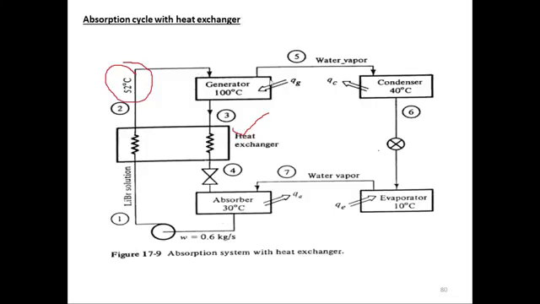So I hope you understand. This is a very simple cycle, and the calculation is also very simple. So we will do some examples, and the practice problems are given in your handout. If you practice them, you will become an expert at solving numerical problems on this cycle.